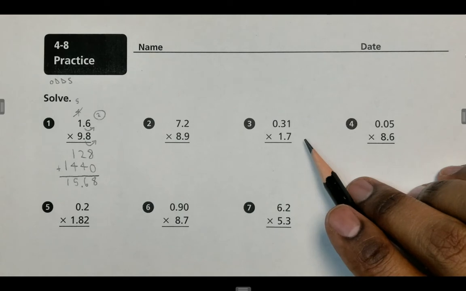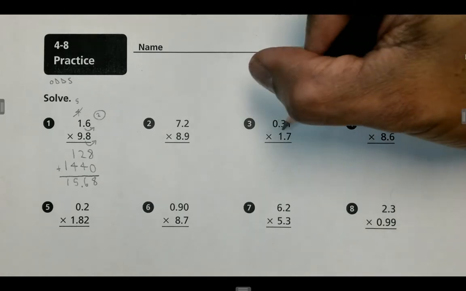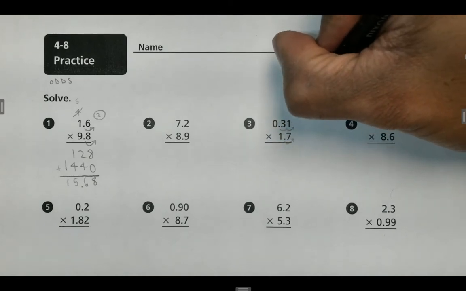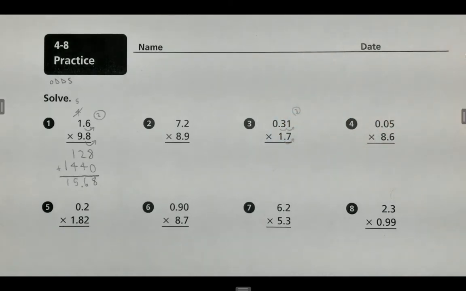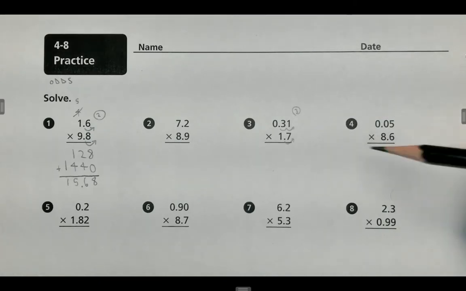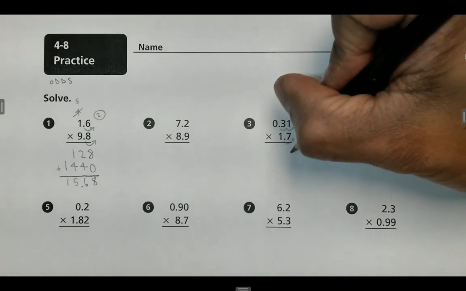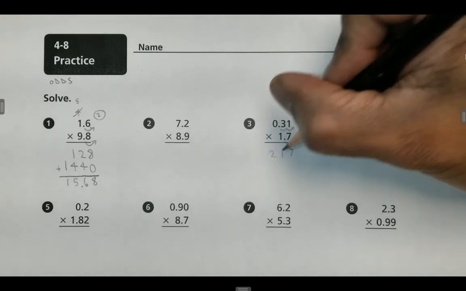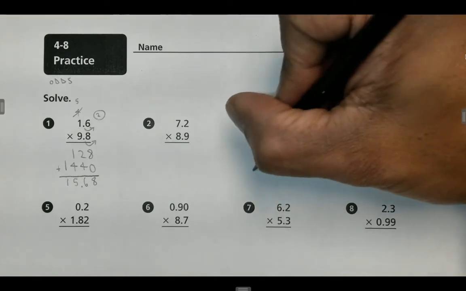Number 3. Let's clear out our decimal points. Whoop, whoop, whoop. 3 pushes all together. We'll do the trick. Solve this as if it's 31 multiplied by 17. 7 times 1 is 7. 7 times 3 is 21. 0 placeholder.